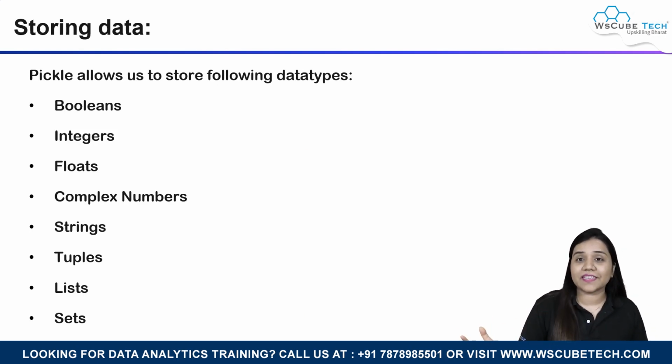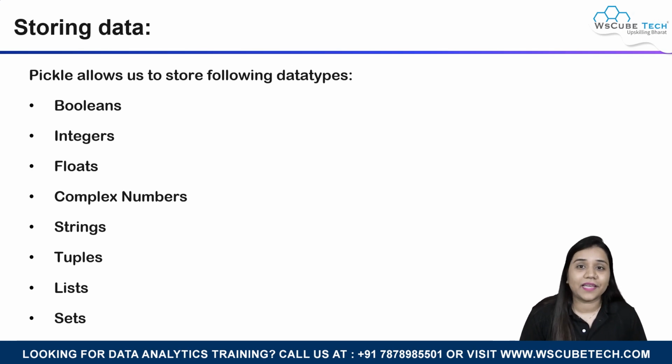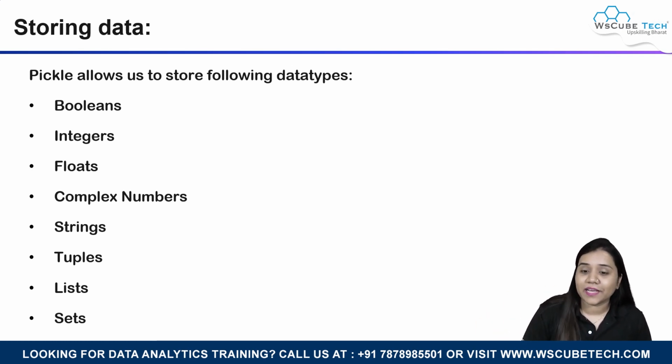Here we will discuss the different types of data that can be stored using the Pickle library. Here we have booleans, integers, and floats. We can add complex numbers as well. Strings can be added too. They can also be added with file handling, but here also they can be used. Tuples, lists, dictionaries, and sets can also be added. So with the help of the Pickle library, we can handle multiple types of data.